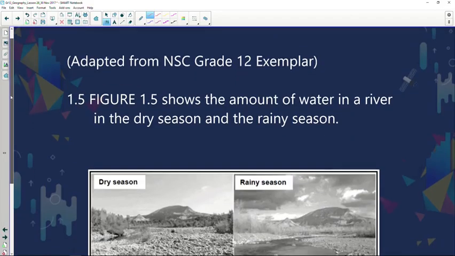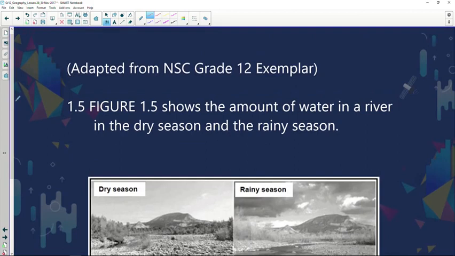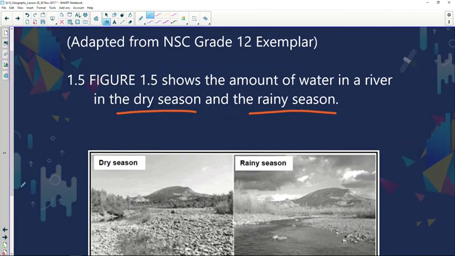Now if we quickly look at 1.5, figure 1.5. It shows the amount of water in a river during dry season and rainy season. Now immediately, if we look at rainy season, it depends. What we see over here is also known as seasonal rainfall. Now, very few places receive rainfall right throughout the year. Some places only receive their rainfall during summer season, and some places only receive their rainfall during winter season.